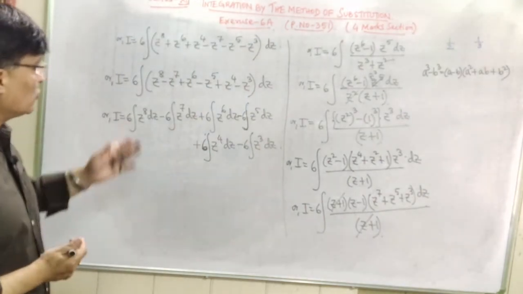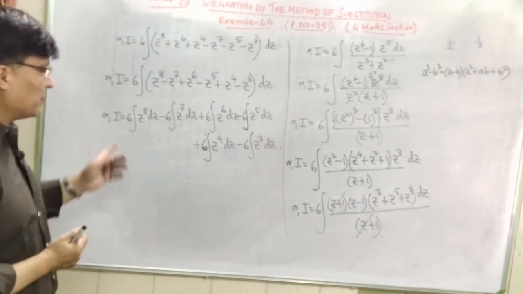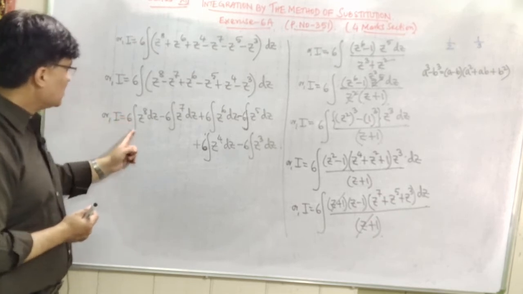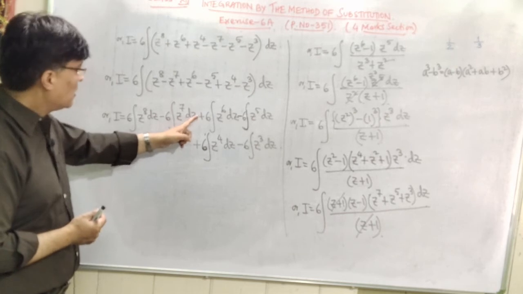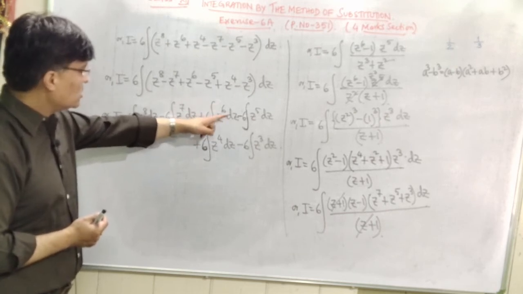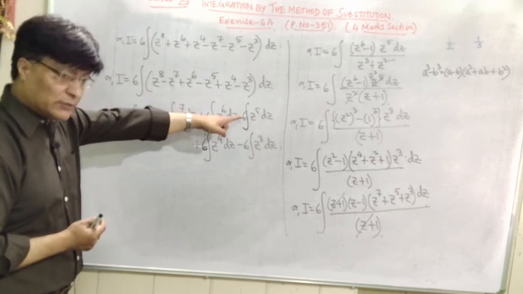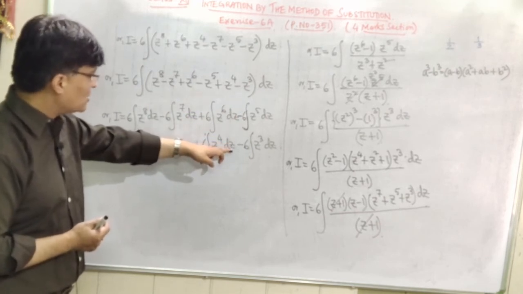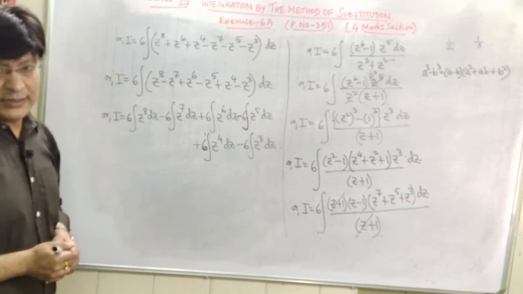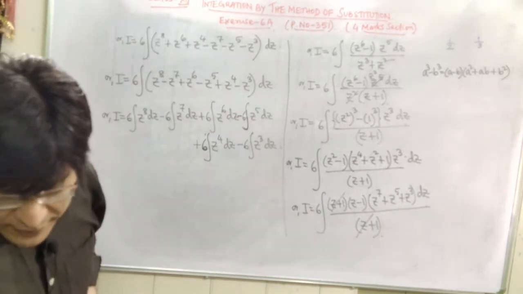So I think you have understood it. We have just separated it, okay? 6 integration of z to the power 8 dz, minus 6 integration of z to the power 7 dz, plus 6 integration of z to the power 6 dz, minus 6 integration of z to the power 5 dz, plus 6 integration of z to the power 4 dz, minus 6 integration of z cube dz. So now let us simplify it further.